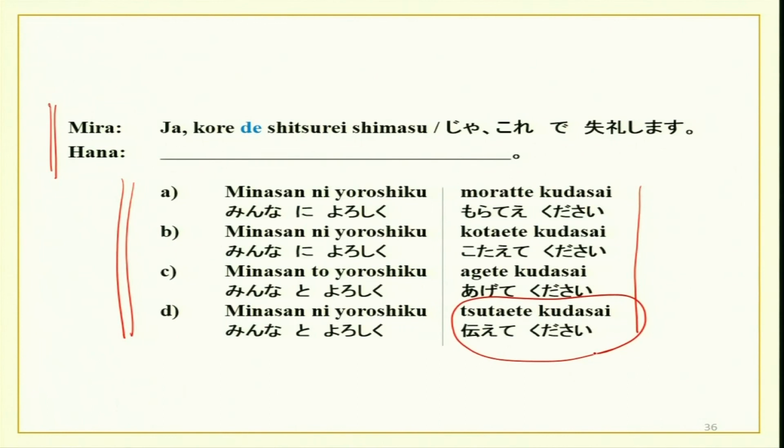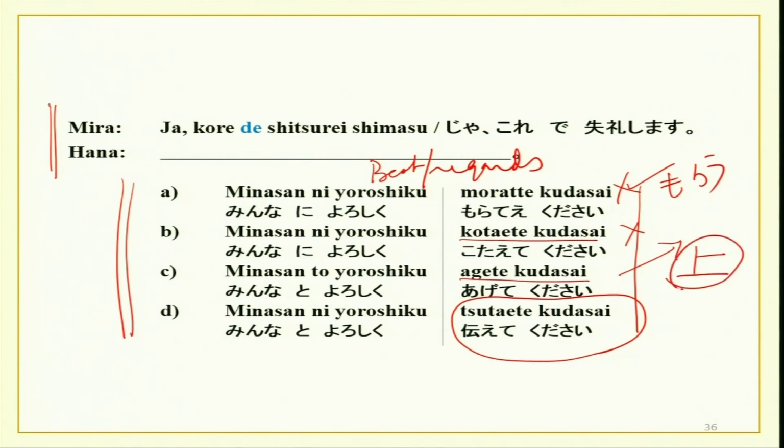Obviously this is the correct answer, but why is this correct? See, minna ni yoroshiku, my best, or regards to minna. So moratte kudasai means morau, means receive. So I cannot say best regards receive. Kotaete kudasai means answer. So minna ni yoroshiku kotaete kudasai, please answer. This is also wrong. So then agete kudasai means please give. Ageru is, this is the kanji for ageru. Ue, so you give somebody. So minna ni regards agete kudasai. You cannot just say give them my regards, which of course works in English, but it doesn't work over here. So this is also incorrect.